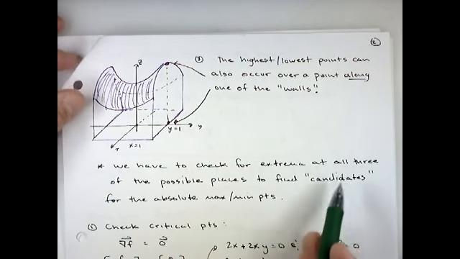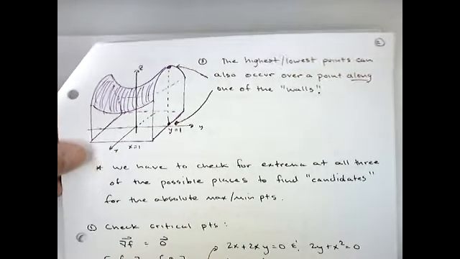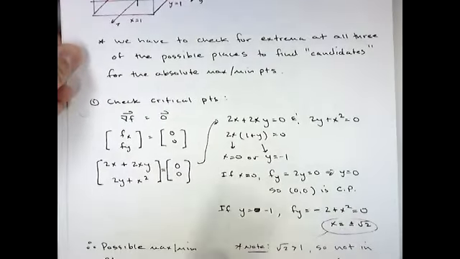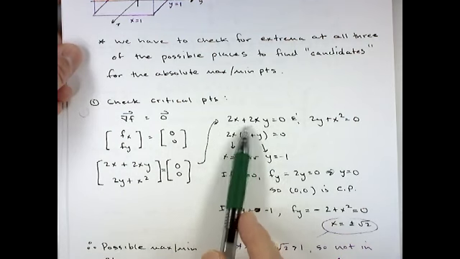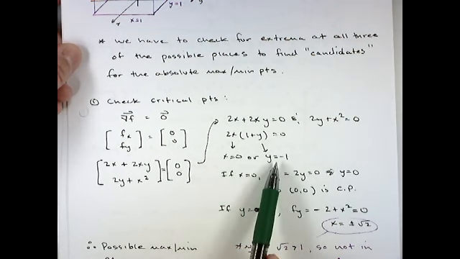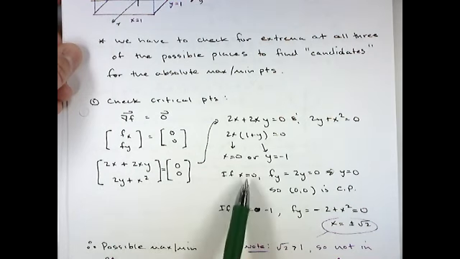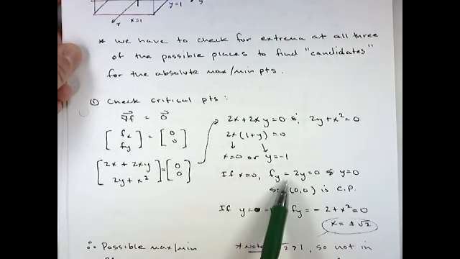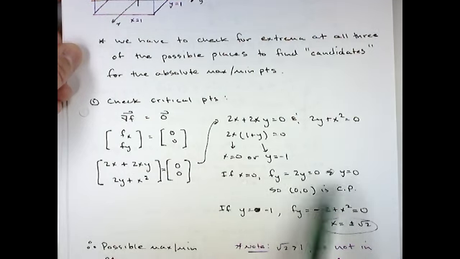So we check for extrema at all 3 of these possible places, and we find candidates for absolute max-min points. Let's go back to our function. We're going to check our critical points first, setting our gradient, made up of the 2 partial derivatives, equal to 0. I brought them out here. For f sub x, you can factor out a 2x and you get x equals 0 or y equals -1. Then for f sub y, we plug in one by one. If x is 0, f sub x equals 0, so plugging that into f sub y, I also get y equal to 0. So I have (0, 0) as a critical point.